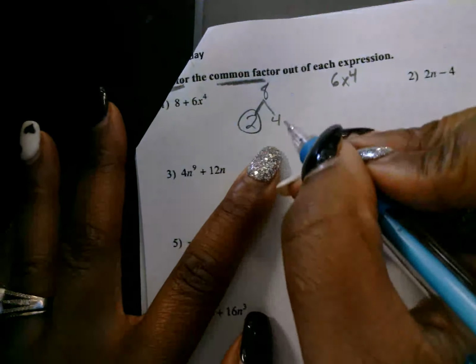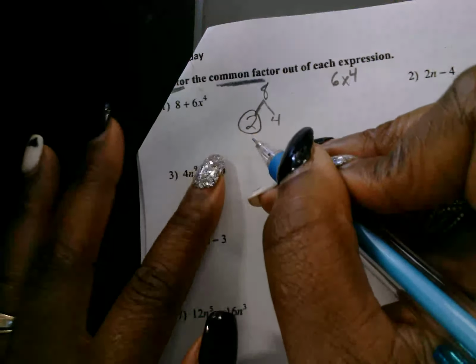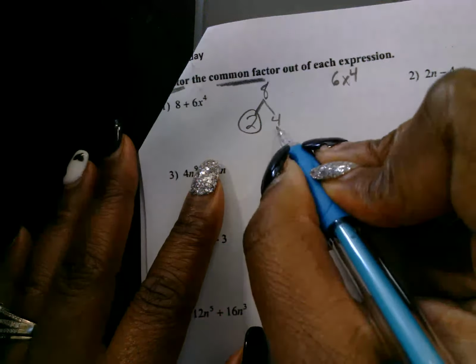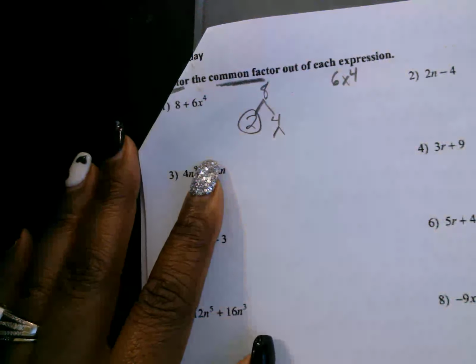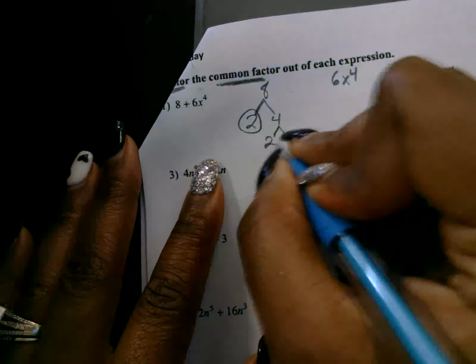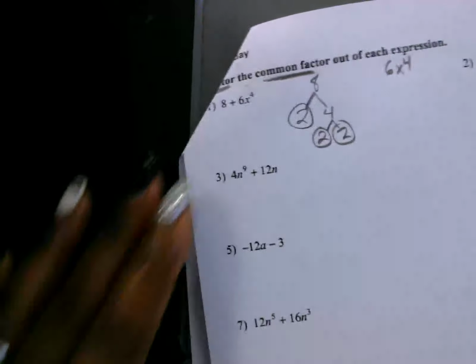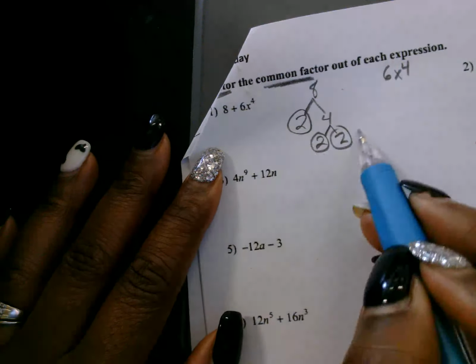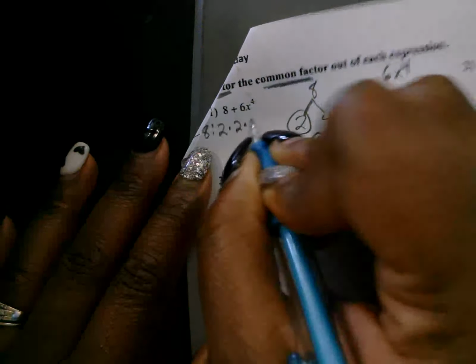What does prime mean? Prime means that it only has two factors, one and itself. You can't break 2 down anymore. A composite number has more than two factors. So we got 2 times 2. Circle 2 because they are both prime. So for 8, these are my prime factors. So for 8, you have 2 times 2 times 2.